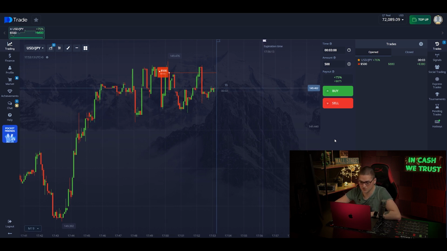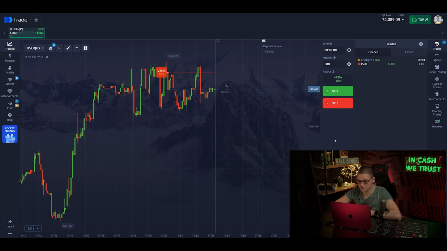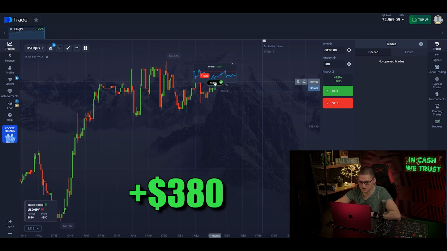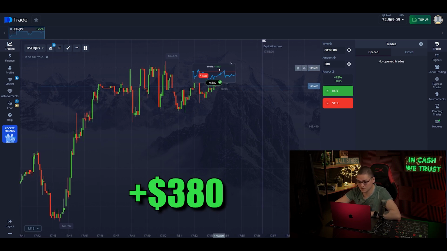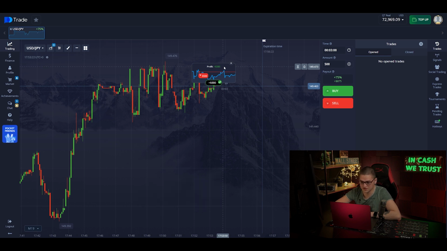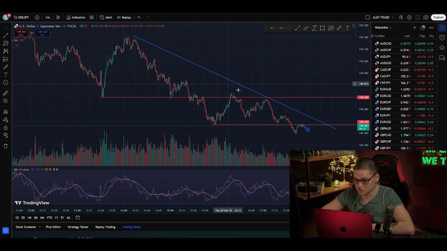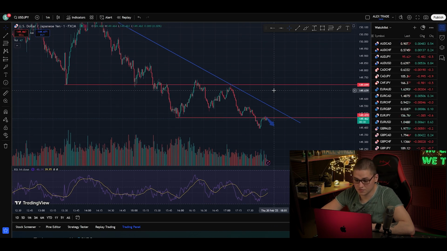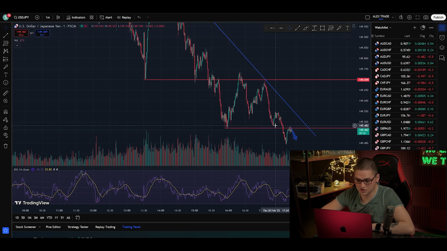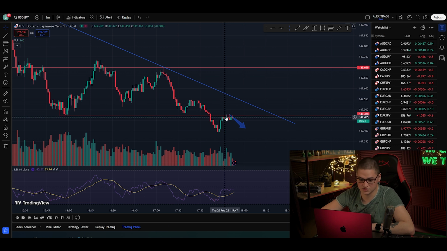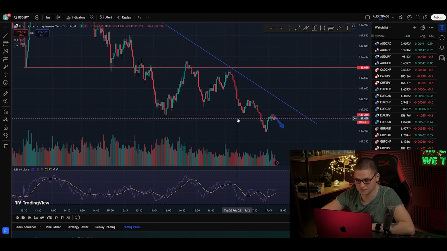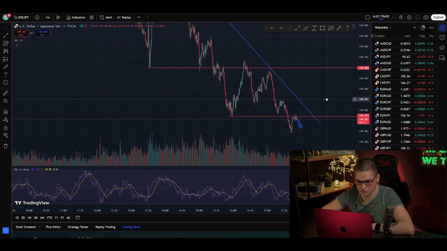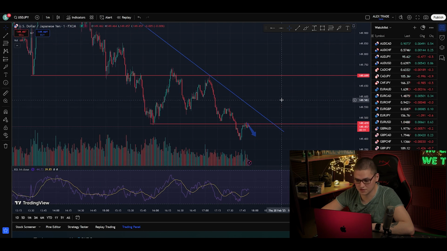In the meantime, our position is closing in the green, and we're making a profit of $380. Good result. Let's head over to the terminal and see how the price movement has changed during this time. However, it's already noticeable that the price has entered a sideways movement near the level. So, further trading here doesn't make sense. There's a high likelihood of either a breakout to the upside or a continuation of the downward trend. The situation is ambiguous, so let's switch to another currency pair.